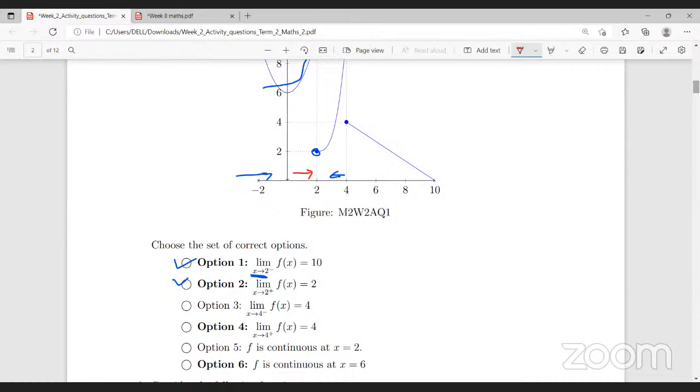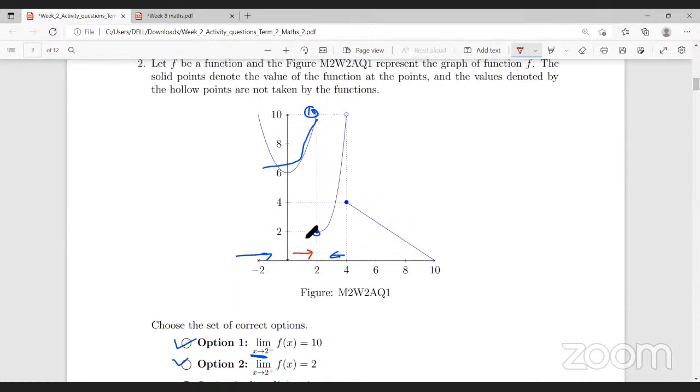So what is the function? And this function, right? I'm going from this side, right? So it will tend to 10. If I'm going from this right hand side, what will the function be?